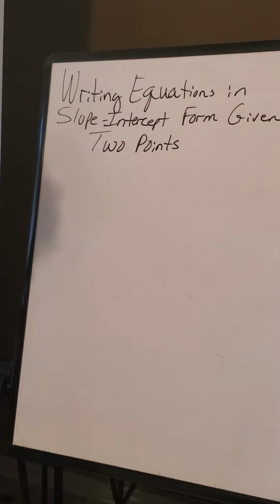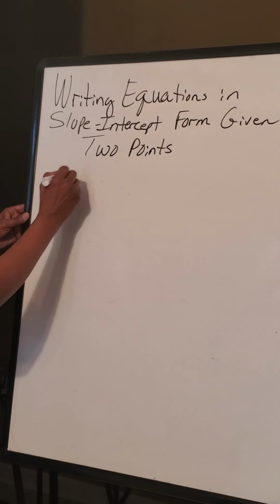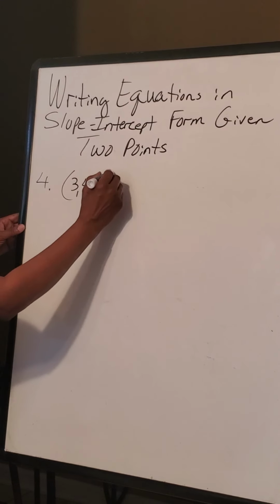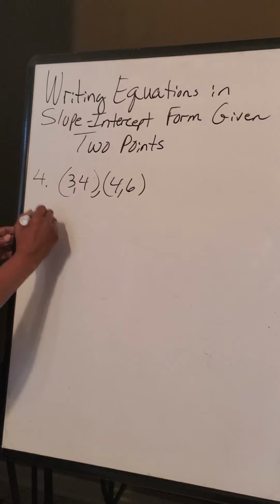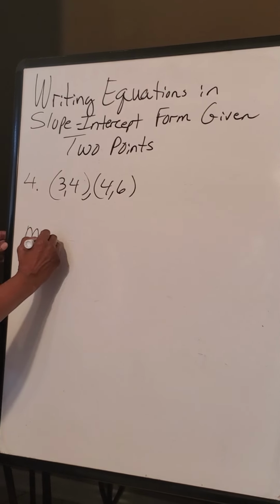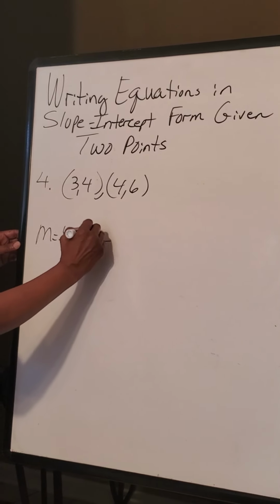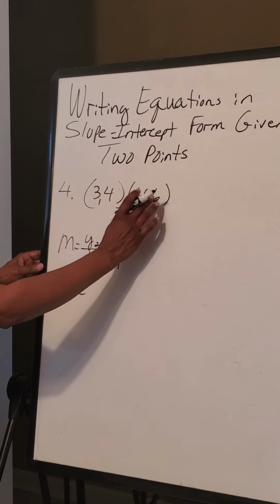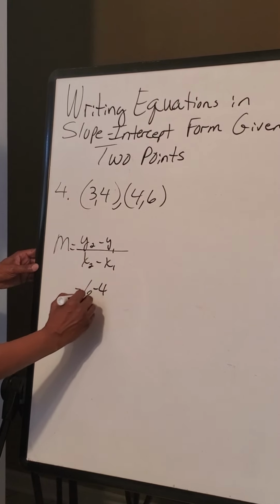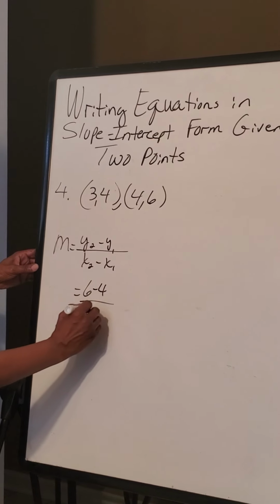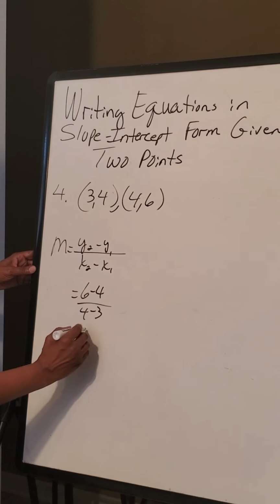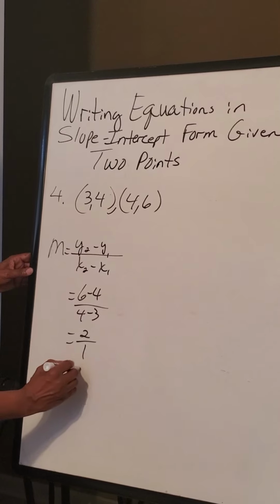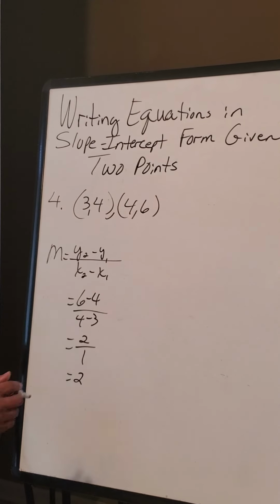Example 4. If I have the ordered pair (3, 4) and the ordered pair (4, 6), again, let's find our slope. The change in our y coordinates divided by the change in our x coordinates. In my numerator, I'll do 6 minus 4. In my denominator, I'll do 4 minus 3. 6 minus 4 gives me 2. 4 minus 3 gives me 1. And 2 divided by 1 gives me 2. So my slope is 2.